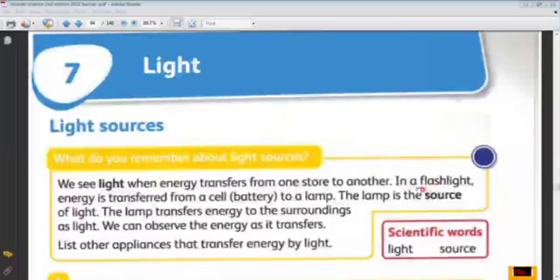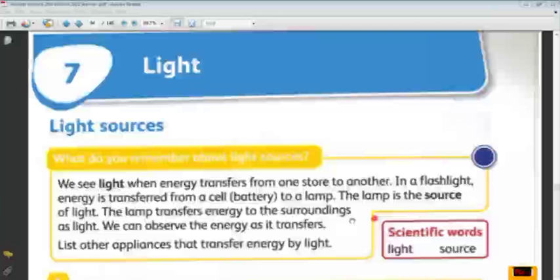It gives us an example, the flashlight. In the flashlight, the energy is transferred from the cell. The flashlight runs on a battery or a cell. So the energy store inside the flashlight is the cell or the battery, and the energy is transferred from the cell to the lamp. The lamp emits the light. So the lamp is the source of light, and in the flashlight it emits light to us.